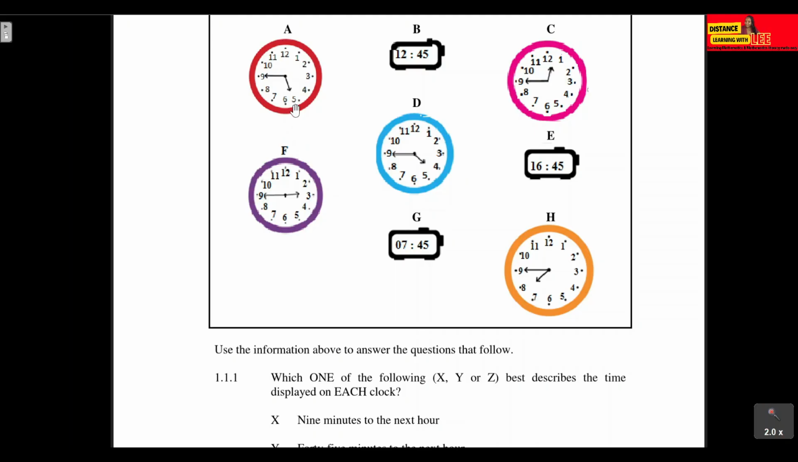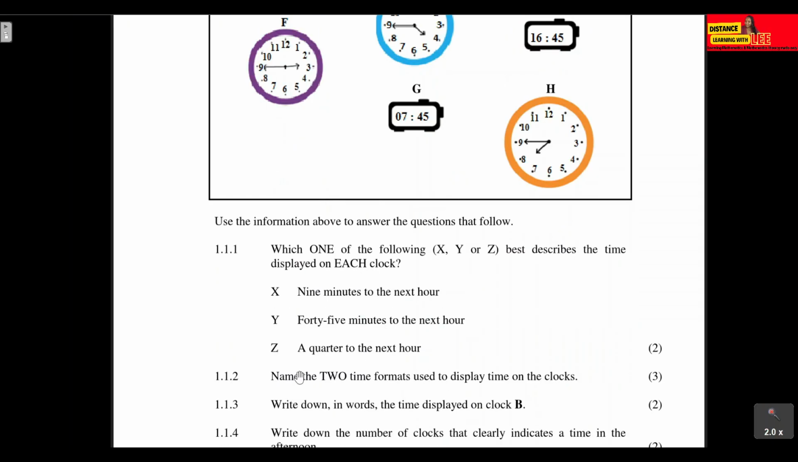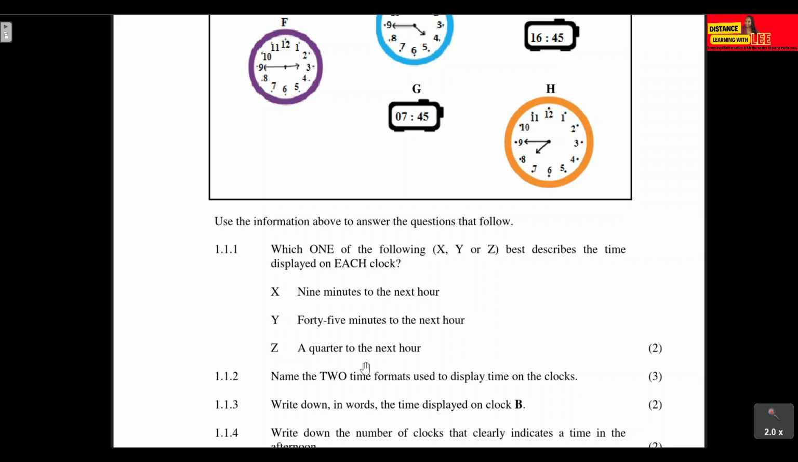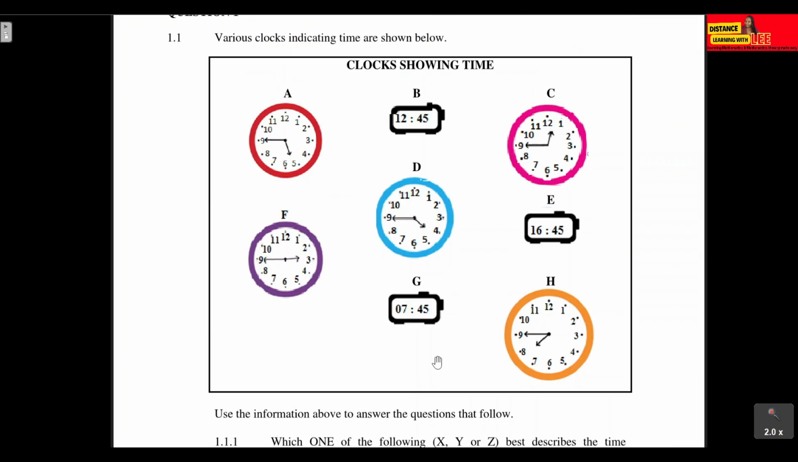You can see on clock A, if you were to read that time, it's 5:45. With clock B, it's 1:45. Clock C, 1:45 as well. Clock D, it's 4:45. So if you have a look at all these clocks, they all show a quarter to a particular hour. The best letter that describes the time displayed on each clock is Z, which is a quarter to the next hour. So we're going to write that down.